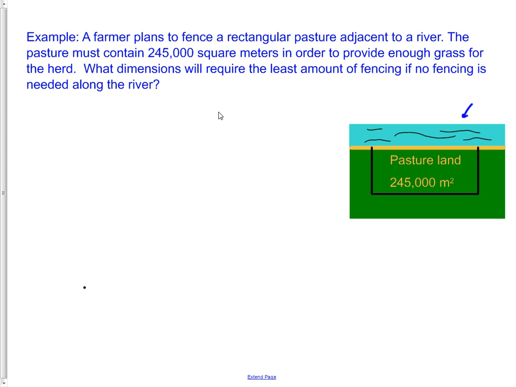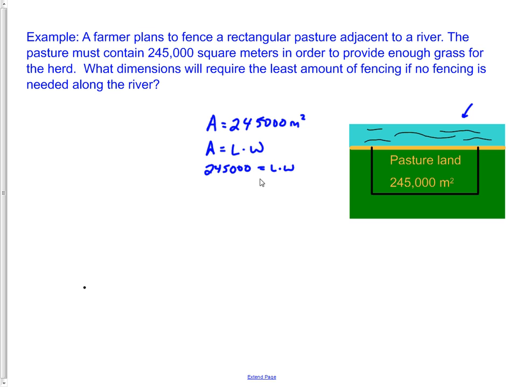Well, okay, this question seems like it would be kind of difficult, except for the fact that we know two things. We want to find a fixed area, and we're told what that area is. That area in this case is 245,000 square meters. And we know that if we have a rectangular pasture, it doesn't matter where the fence is, its dimensions are length times width. So we could say that 245,000 is equal to our length times our width.